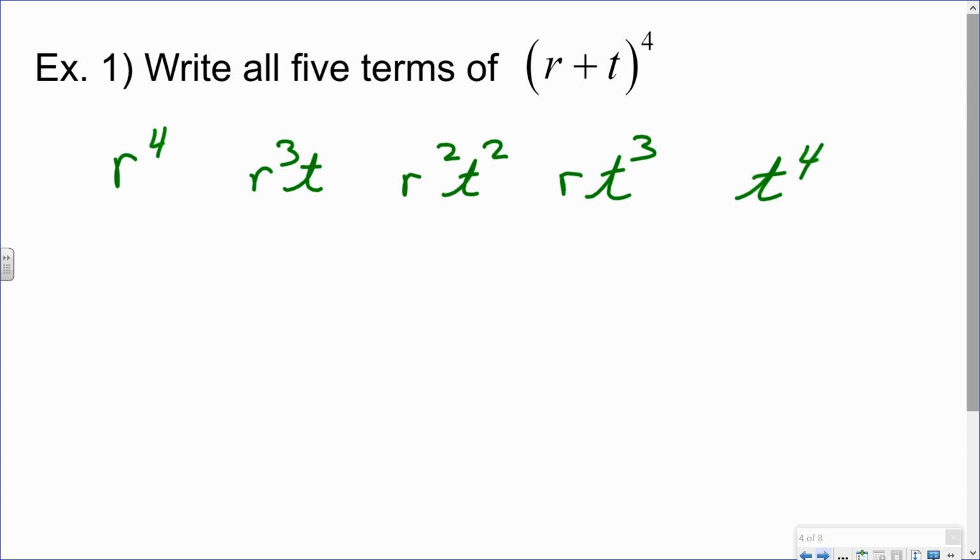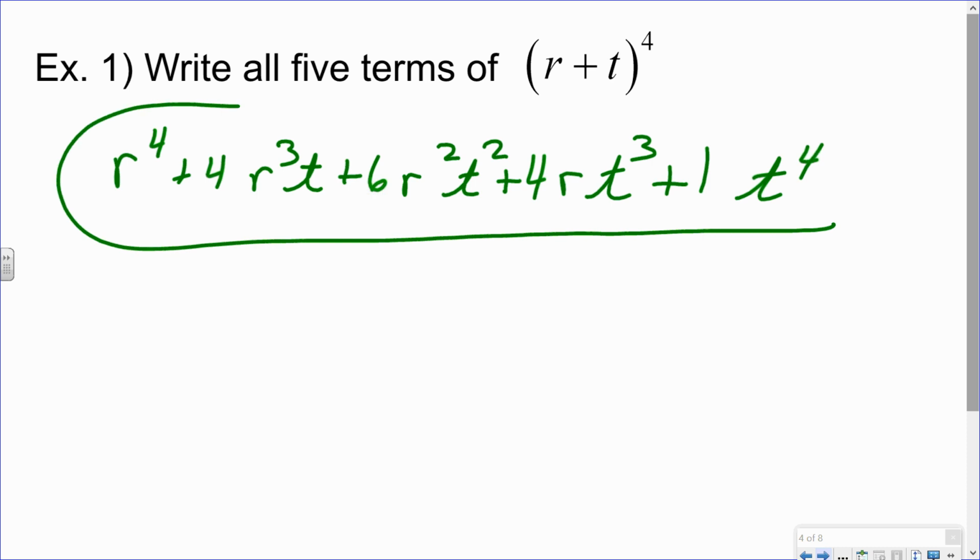Since this is to the 4th power, we are going to have 1, 4. What's the next number on your 1, 4 row? And the next one? And the last one? And don't forget the plus signs in between there. And that's our expansion without having to do all of that distributing over and over again and combining like terms. Kind of nice, right? This is actually the first of 2 shortcut methods we'll learn this semester for this. We'll have another one coming up down the road a little bit.